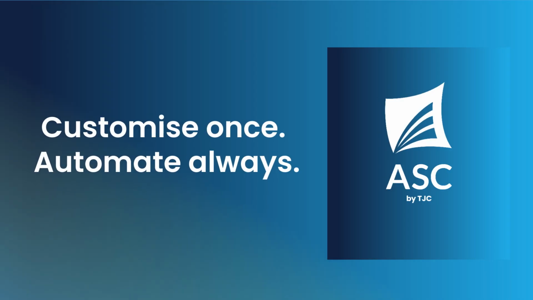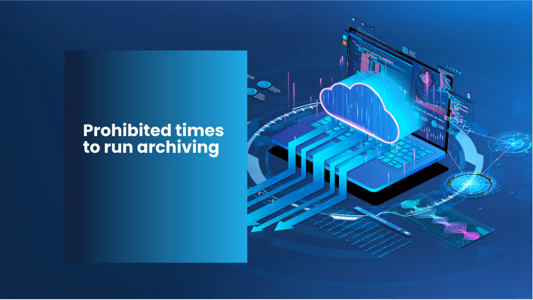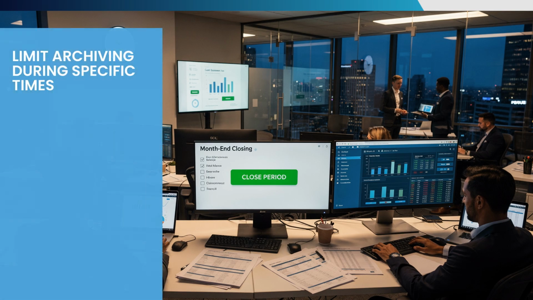Once ASC is configured and running, with areas defined, background jobs scheduled, and historical archiving completed, the system operates autonomously. ASC runs consistently in the background, ensuring continuous compliance without constant attention. Now let's look at another common challenge in SAP archiving. How do you avoid impacting system performance during critical business periods? Archiving should never slow things down, especially when the business needs the system most.